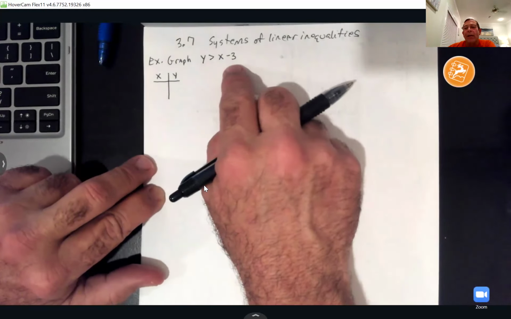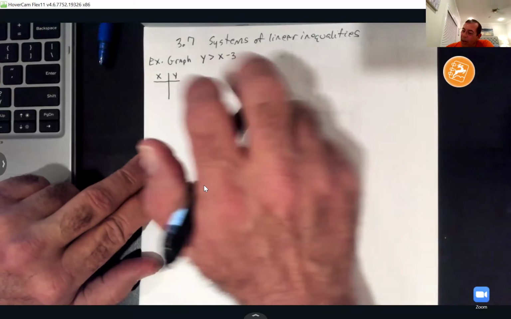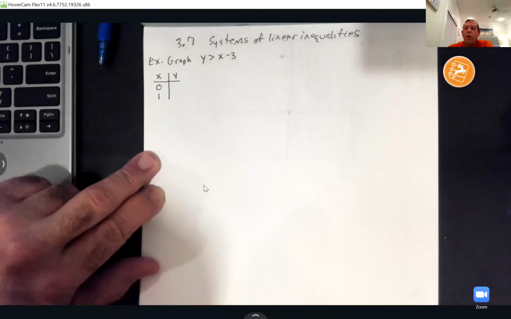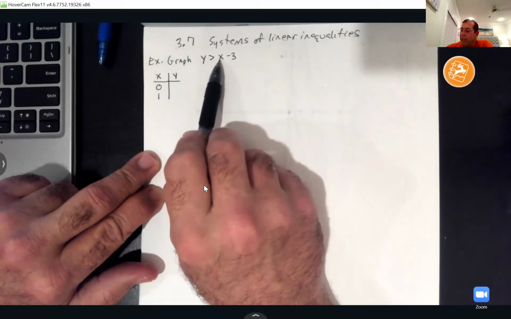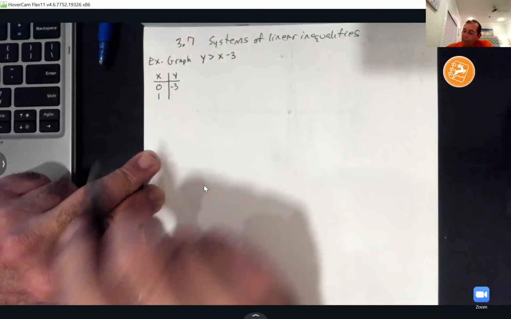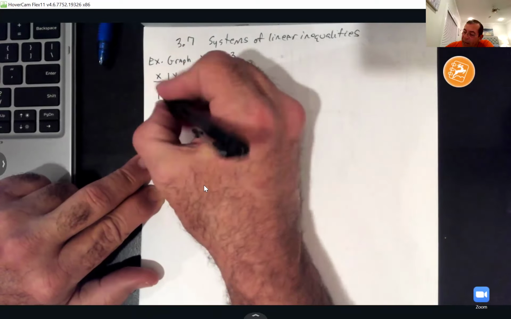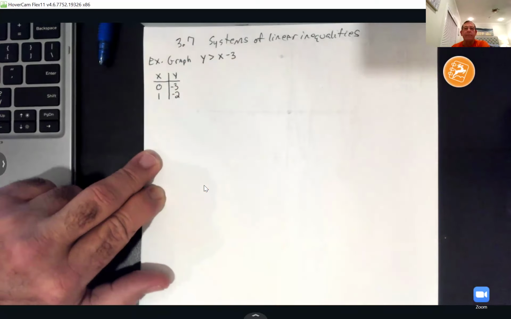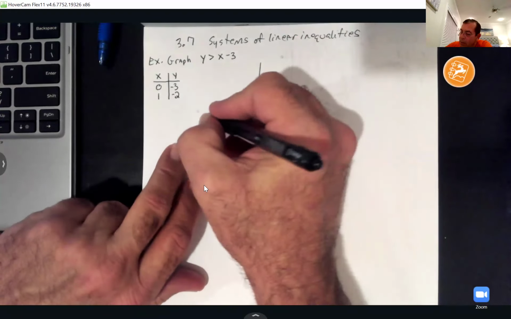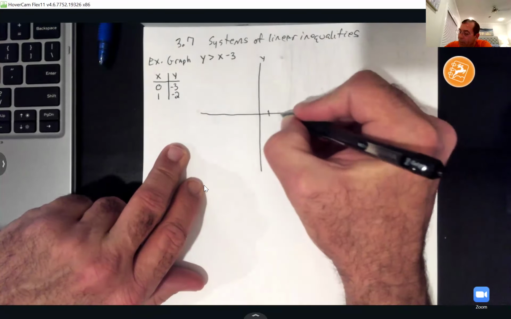But I'm going to do this one on the calculator on the older 84 plus. All right, y'all, I need two x values. I'm going to use 0 and 1. So 0 minus 3 will give me a negative 3 for that y. When I put my 1 in, 1 minus 3 gives me a negative 2. So I got my 2 points. So let me draw my graph out.